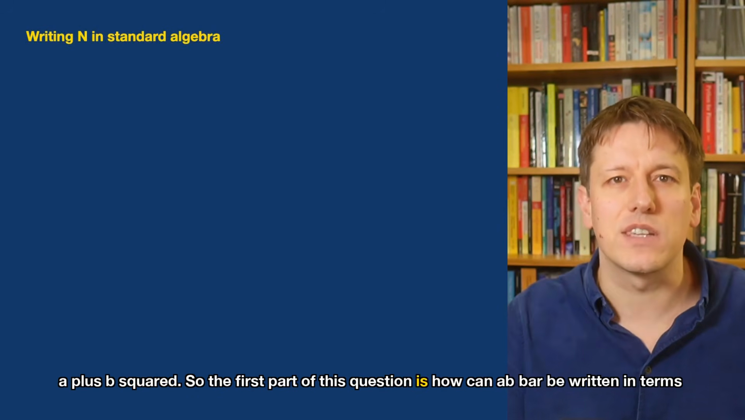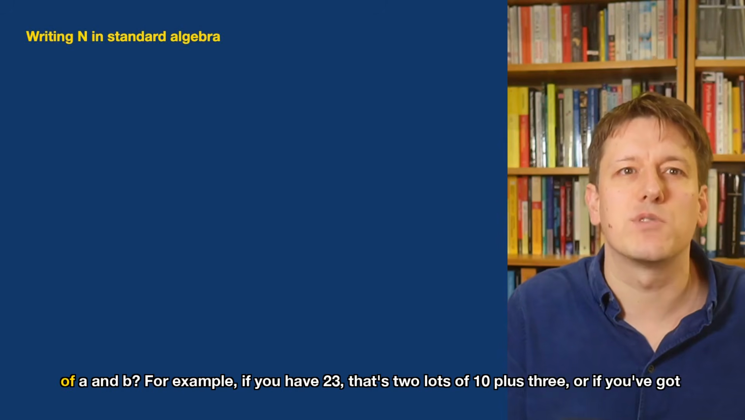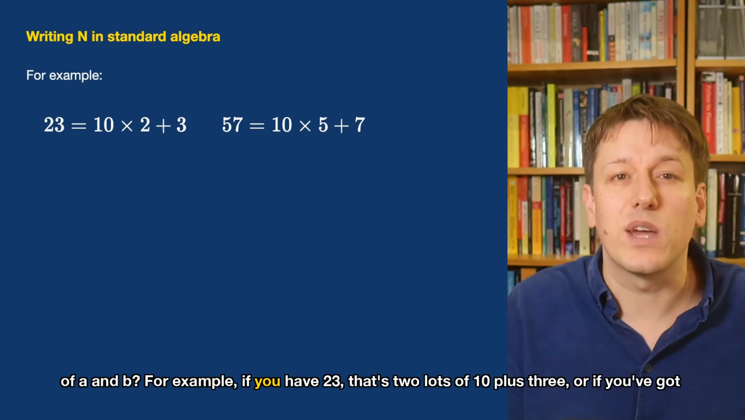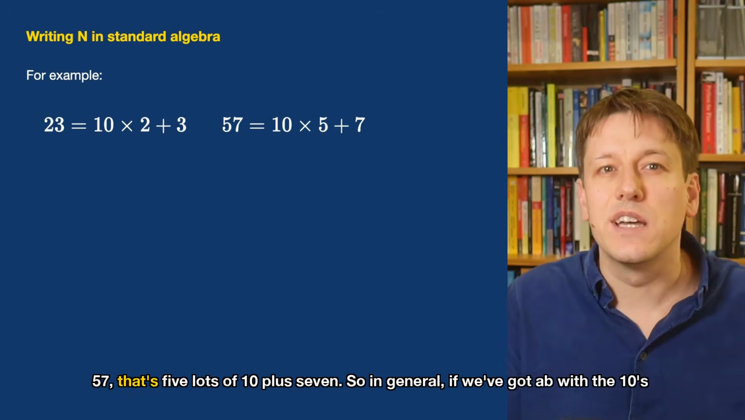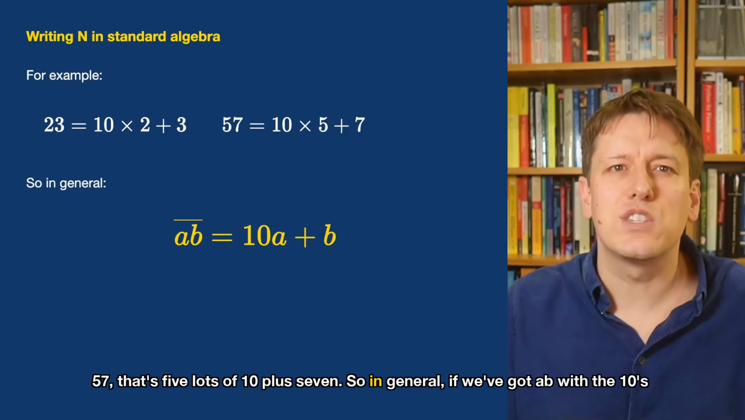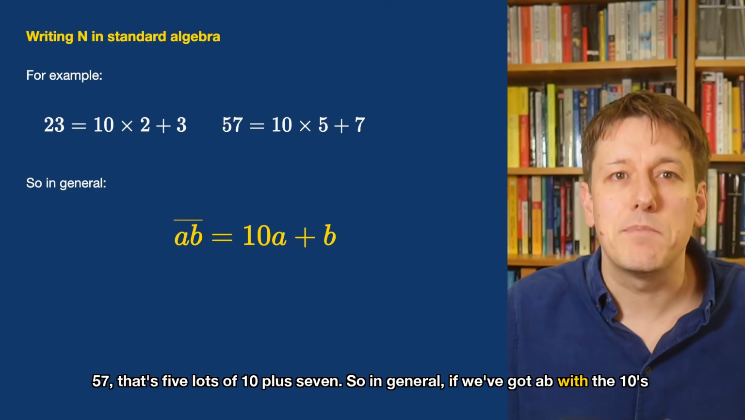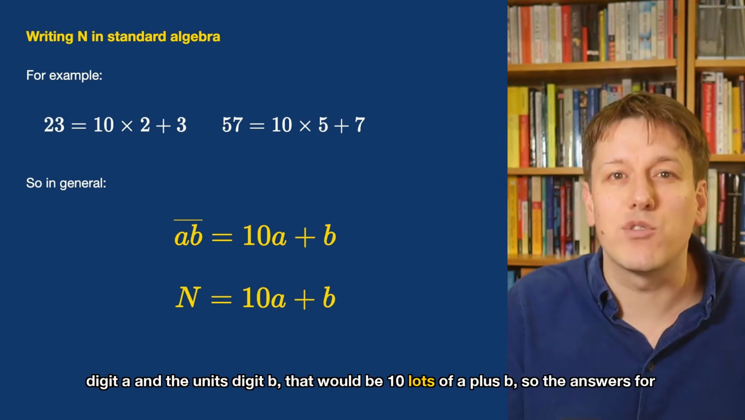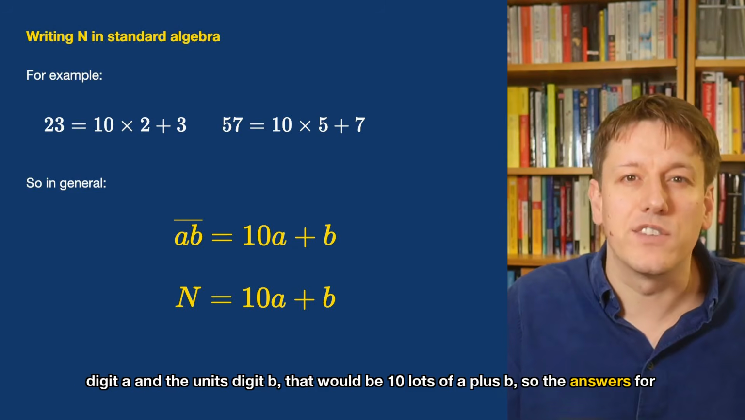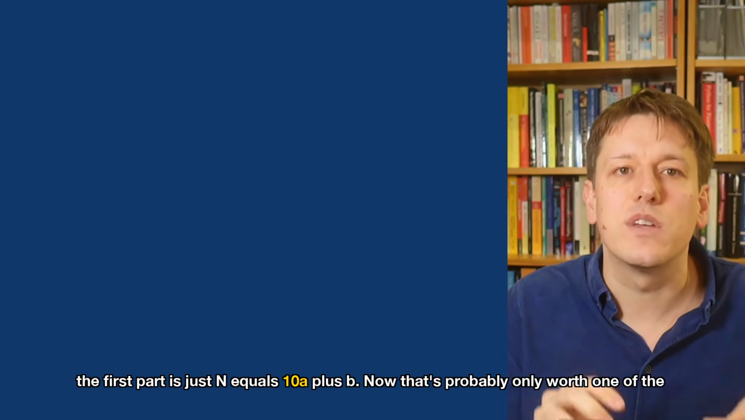So the first part of this question is, how can AB bar be written in terms of a and b? For example, if you have 23, that's 2 lots of 10 plus 3, or if you've got 57, that's 5 lots of 10 plus 7. So in general, with the tens digit a and the units digit b, that would be 10 lots of a plus b, so the answer to the first part is just n equals 10a plus b.